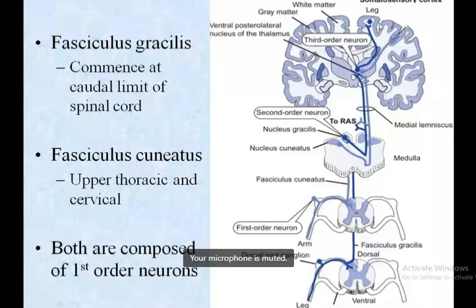This third order neuron relays into the nuclei present within the cerebral cortex. Clear? And remember, this decussation occurs only at the level of the medulla oblongata. Suppose this is the right leg. Sensation from the right leg is carried up to the right half of the medulla oblongata. Crossing occurs at the medulla oblongata, forming the sensory decussation, and ascends up to the left hemisphere of the cerebrum. Okay, so are you clear?